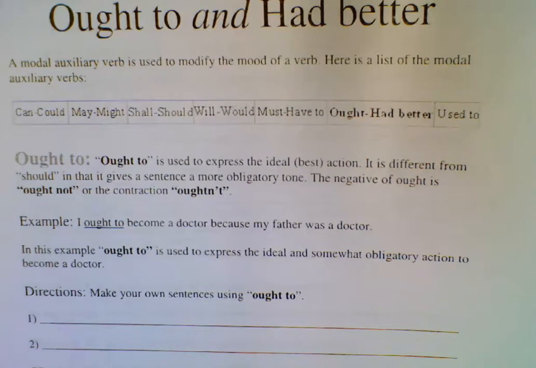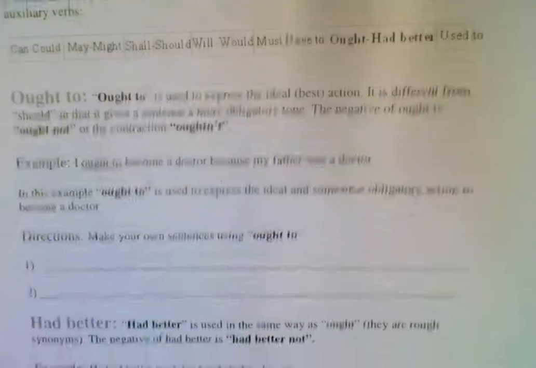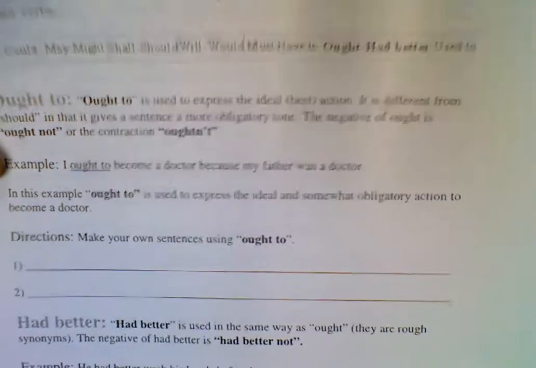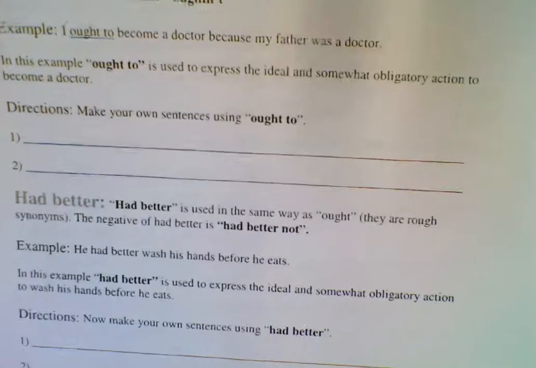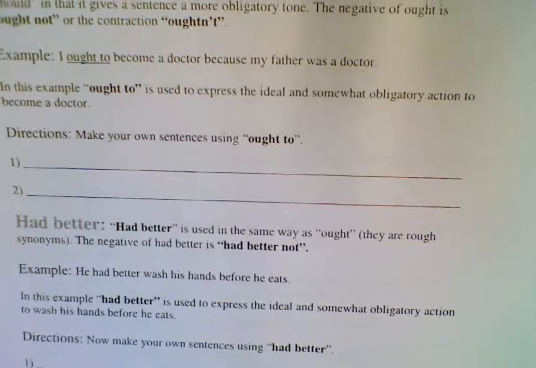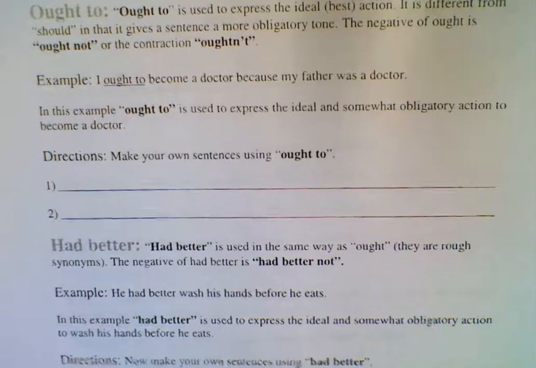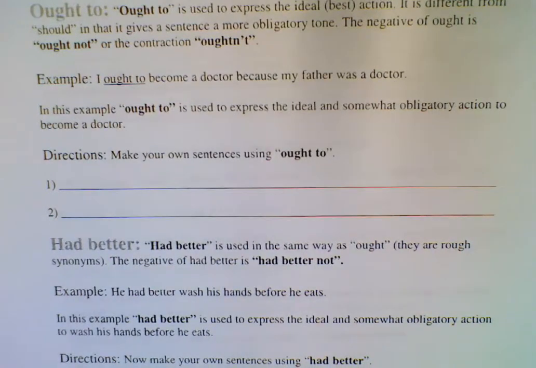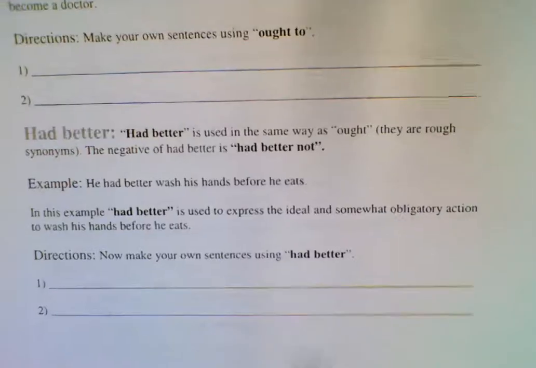Then you've got to make your sentences with ought to, just like you've done several times by now. Then had better is used in the same way. They're rough synonyms, meaning that they're not exact, 100% synonyms, but they mean very similar things. An example here is he had better wash his hands before he eats. It's again expressing somewhat an obligatory action, like you better do that. You better wash your hands. That's just good practice.